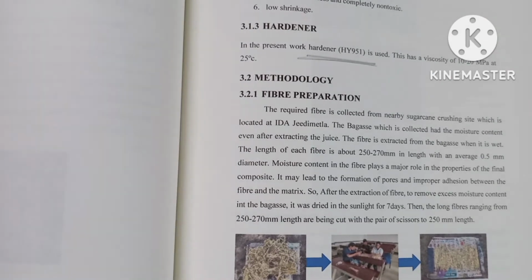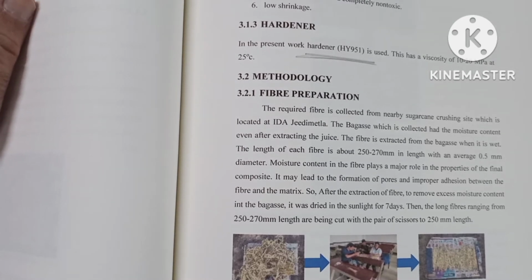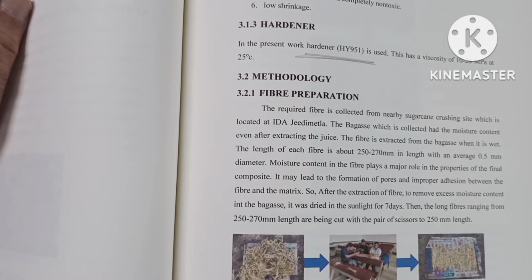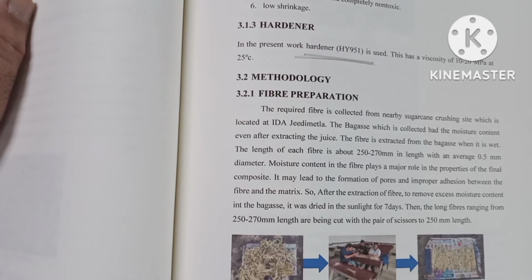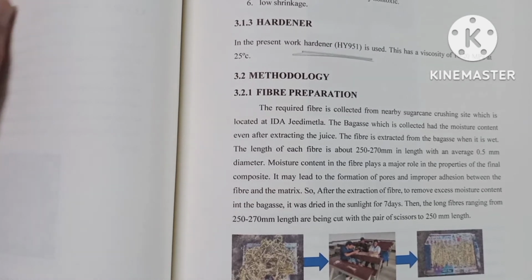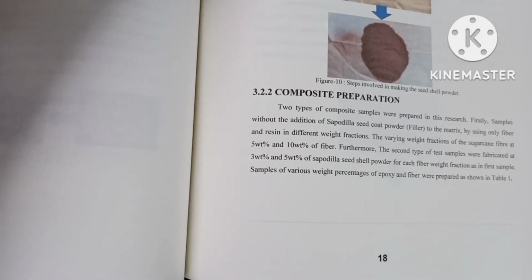Here the students are using the epoxy resin ARALDITE LY556, and the hardener is HY951. Different standards have different notations for the epoxy and hardener. Epoxy is the gum-like material that fixes the fibers. The hardener makes the loose material harder. The process is manual fiber layup, keeping layers one by one by hand. These are sapota seeds, and we make the powder from them.